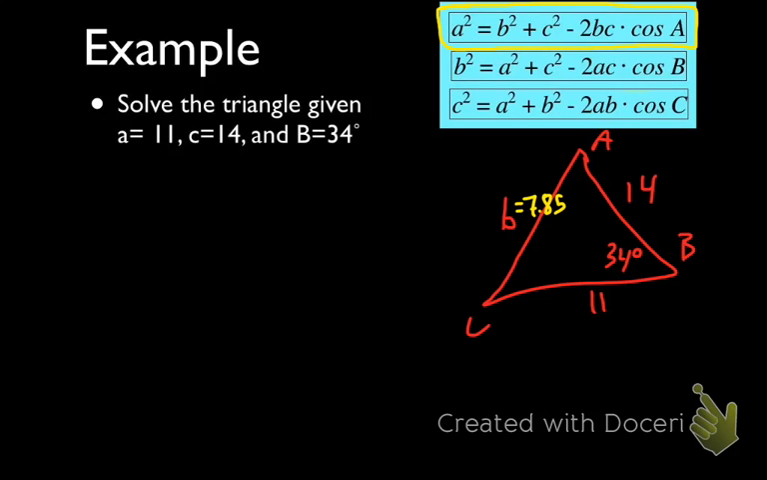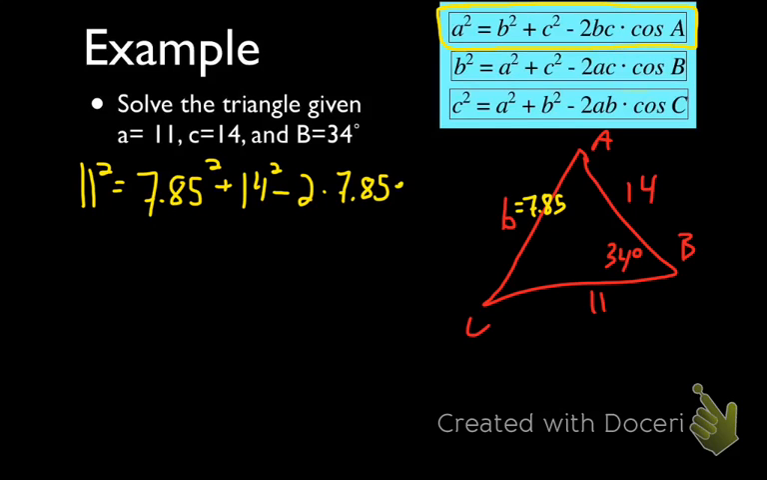I'm going to plug in all three sides, A, B, and C, and then end up solving for A. So let's plug everything in here. 11 squared equals B squared plus C squared. Well, B was 7.85 squared plus C squared, which was 14 squared, minus 2 times 7.85 times 14 times the cosine of A.